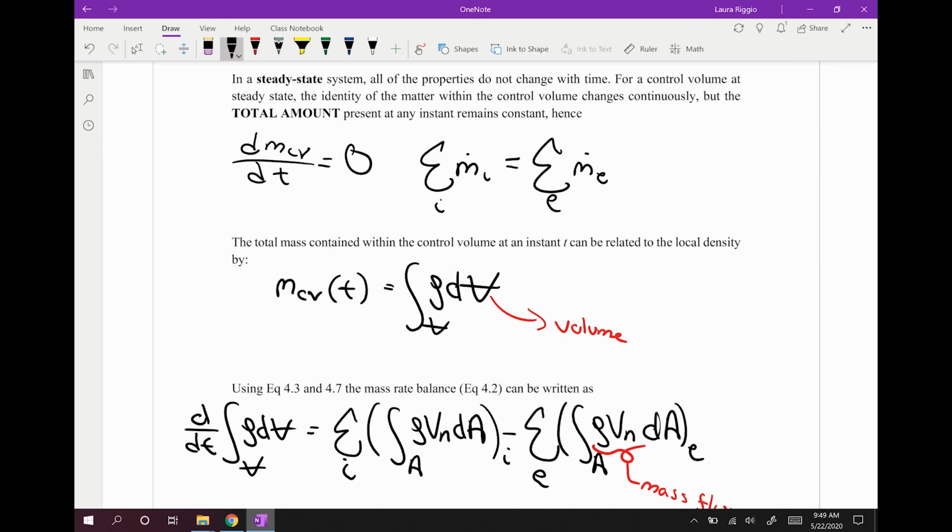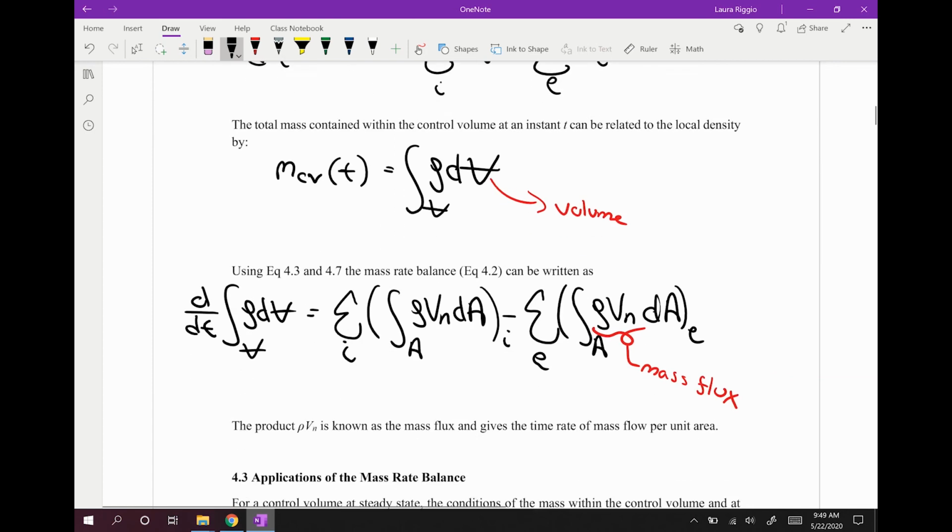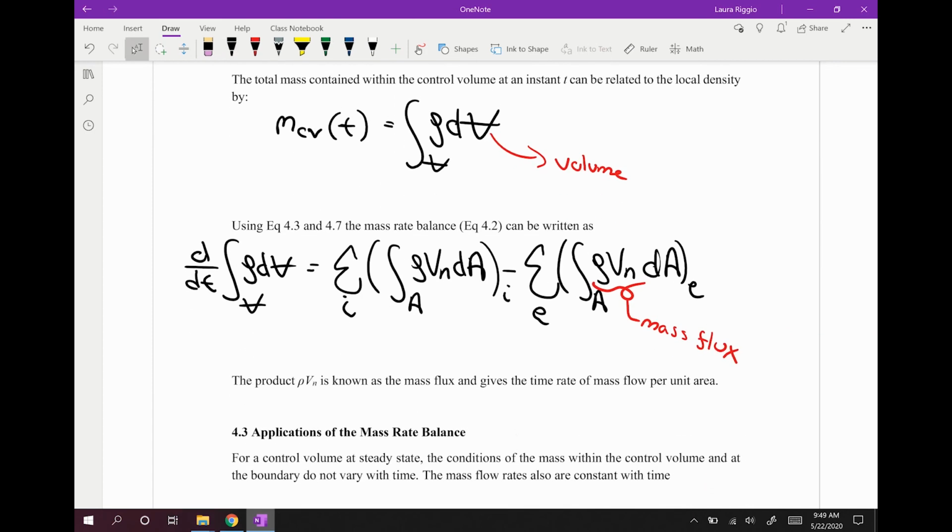You can also look at our mass flow rate in terms of local properties, where your mass is equal to the volume integral of your density times your volume. You could rewrite your mass balance in terms of density and volume. However, this is not something we are explicitly going to use in this class.